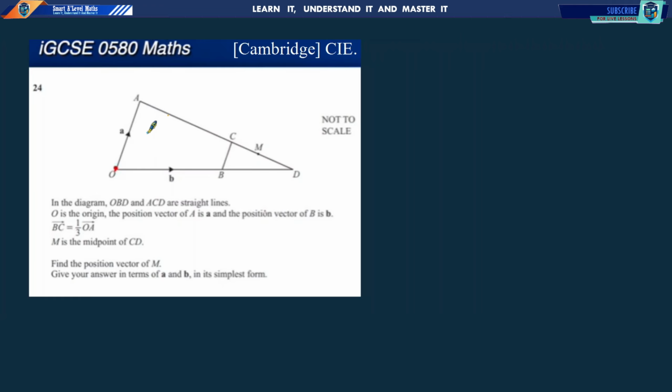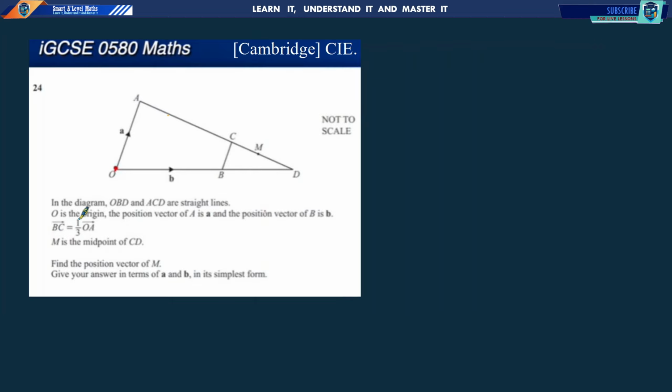So this is question 24 from Cambridge International Examination. In the diagram, OBD and ACD are straight lines. As we can see here, O is the origin. The position vector of A is vector A, and the position vector of B is vector B. Take note that bold refers to vector for all printed text.